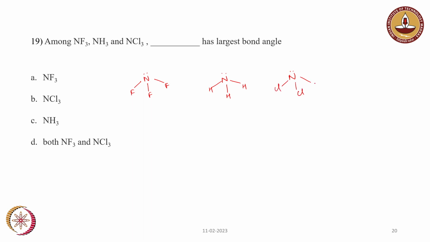So we have already seen a similar example. Fluorine has a higher electronegativity compared to nitrogen. So the electrons in this bond will be closer to the fluorine. So there is more space between the nitrogen and the bond, so the angle will be low.